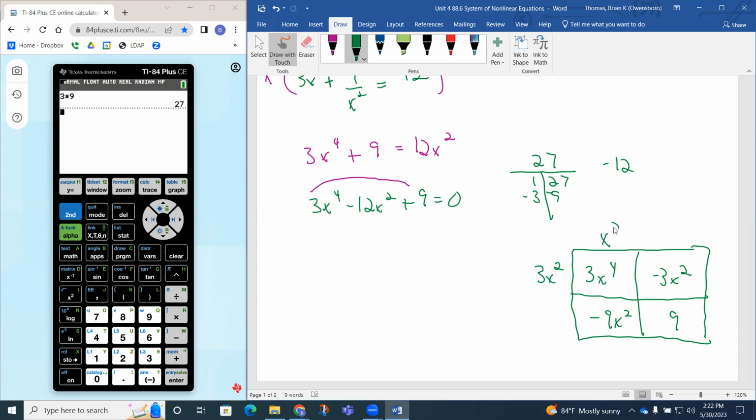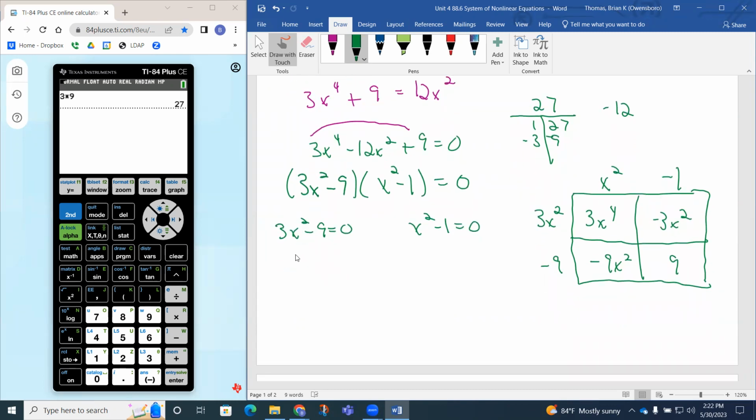I need another x squared there. And what times 3x squared gives me -3x squared? I need a -1 there. And what times x squared gives me -9x squared? That would be a -9. Does -9 times -1 give me a 9? Yeah, so it is factorable. So 3x squared minus 9 times x squared minus 1 is going to equal 0. Since it's factorable, we can use the multiplication property of 0 and set each factor equal to 0. So 3x squared minus 9 must equal 0, and x squared minus 1 must equal 0.